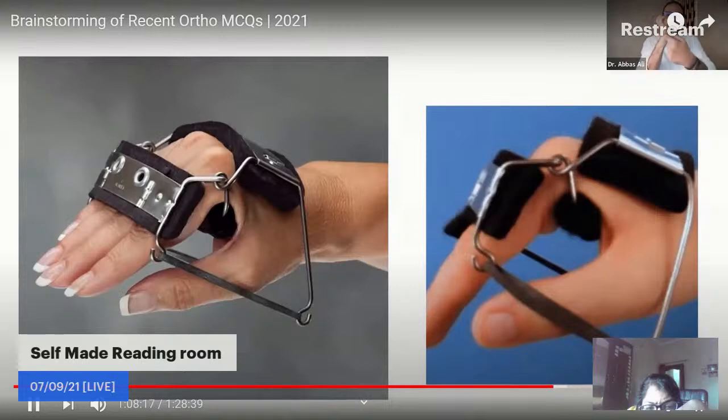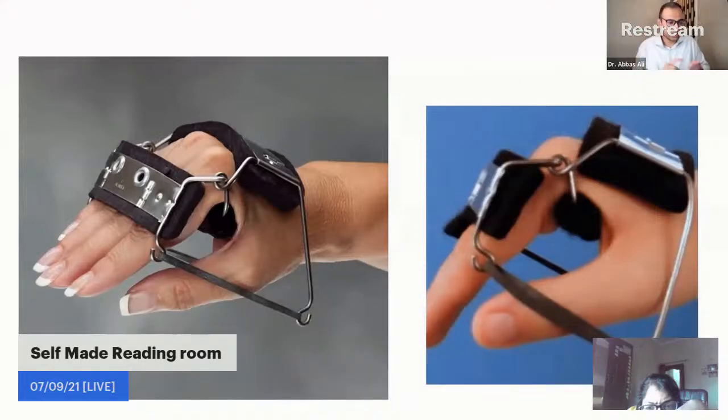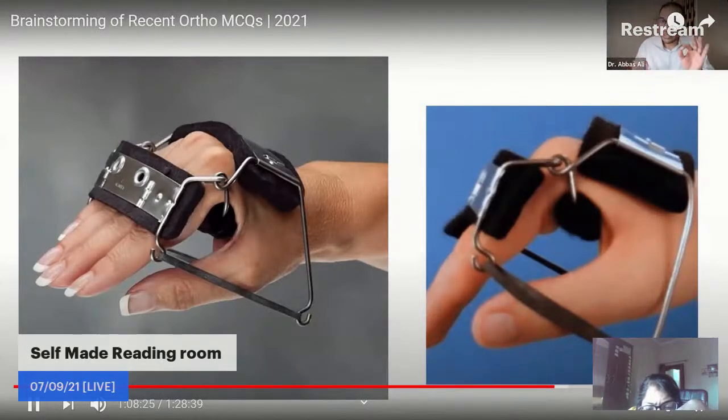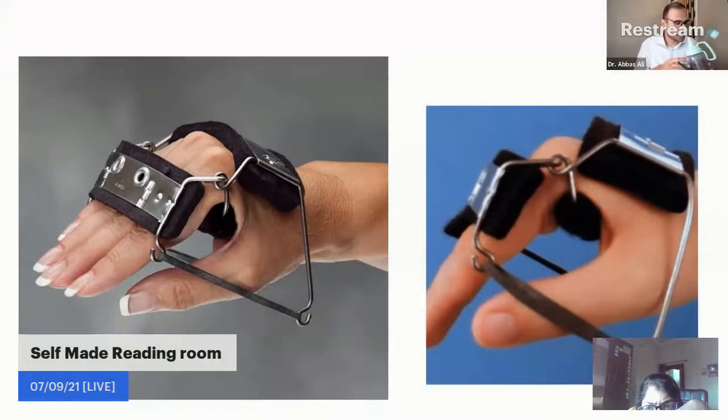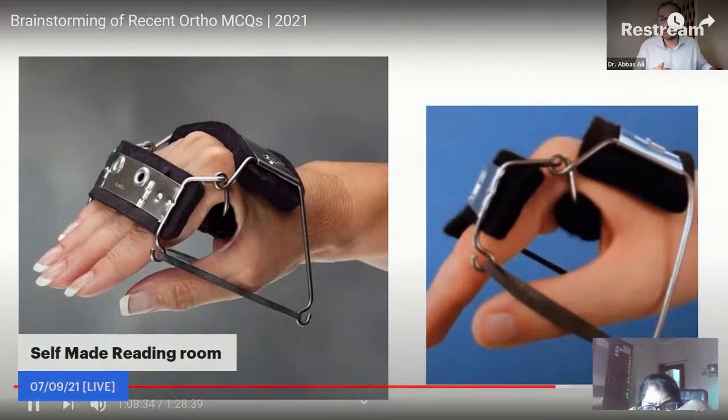Yes, knuckles are extended, you want to bend the knuckle. Knuckles means MCP. Knuckle is extended, bend the knuckle. Okay? Knuckle bender splint. What is the deformity that you will get in median nerve palsy? Ape thumb deformity or ape hand deformity.